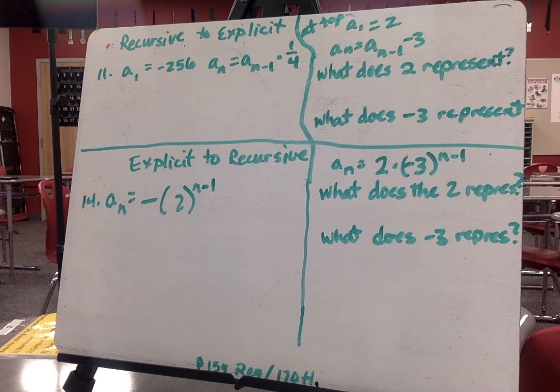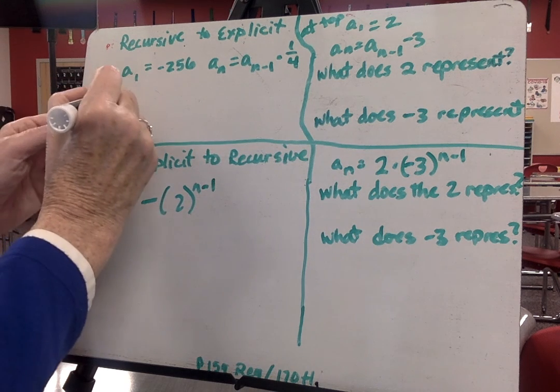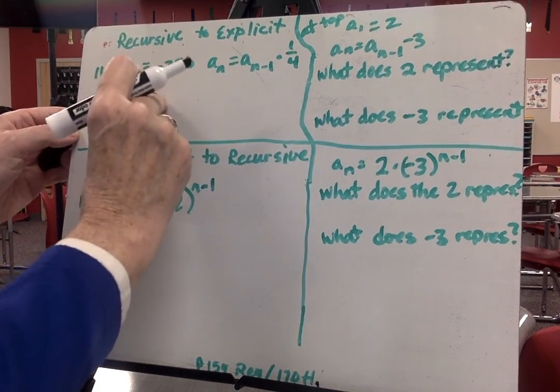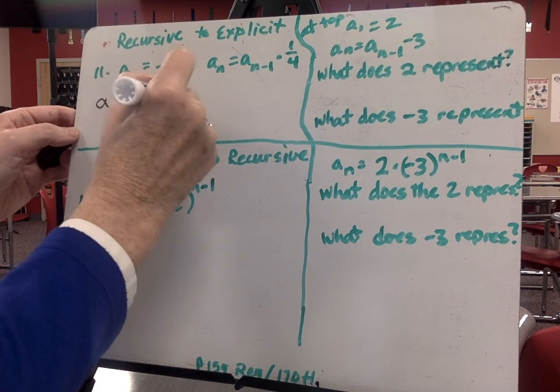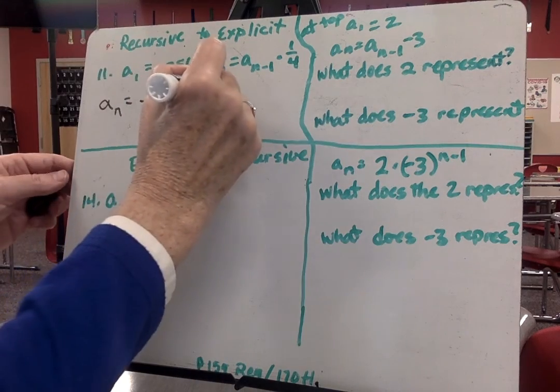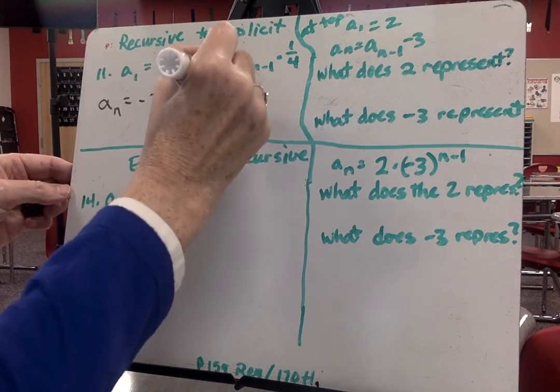And we're moving on to the next page. Page 159, regular, 170, honors. We're doing number 11. And it says A1 is negative 256, A_n equals A_(n-1) times 1/4. And we're going from recursive to explicit. So we say A_n equals, and again, we put our A1 first, negative 256 times 1/4 to the n minus 1.